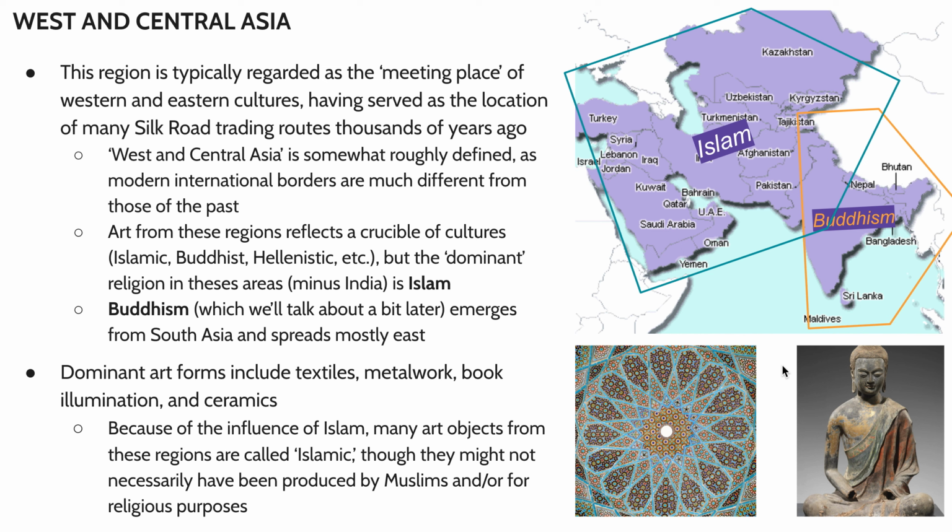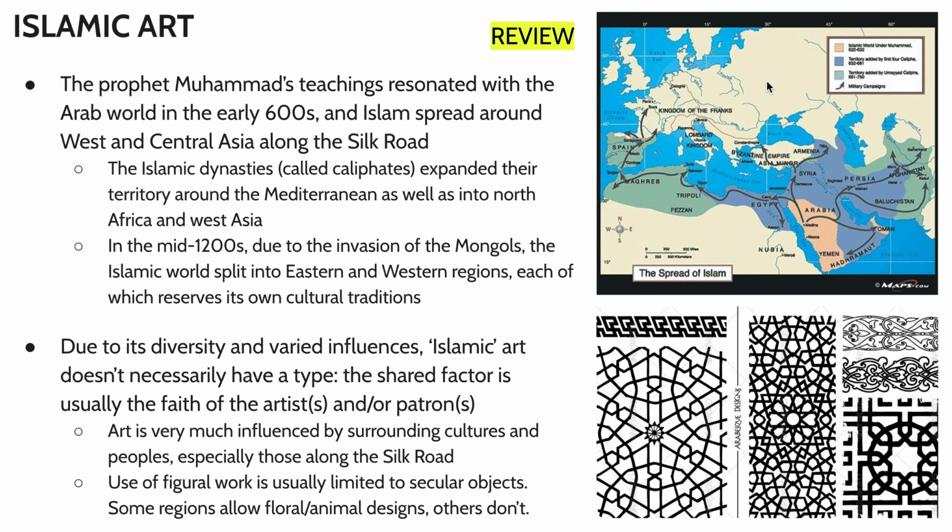Just a reminder from the last time that we covered artwork that has its origins in this region. This is a review slide from a couple of units ago. Again, this map is just illustrating the spread of Islam, both east and west. It's again important to remember that the Silk Road trading routes are largely responsible for the transmission of a lot of this information. It's also important to remember that, quote unquote, Islamic art is very diverse in nature. It doesn't really have a defined type. Usually the shared factor is the faith of the artist and or the patron.